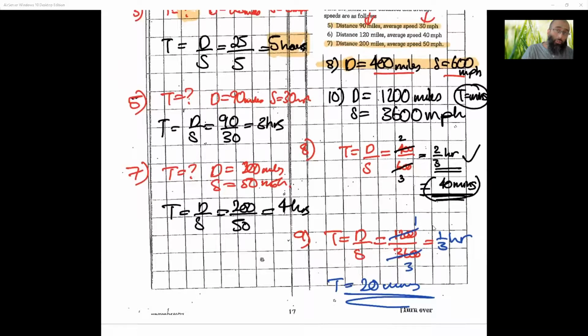Have you marked all those? Have you got them all correct? Or is it just your smiley face that we're supposed to look at? Okay, let's move on to the next one.